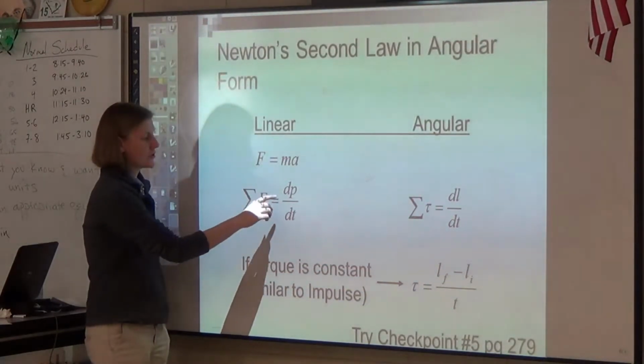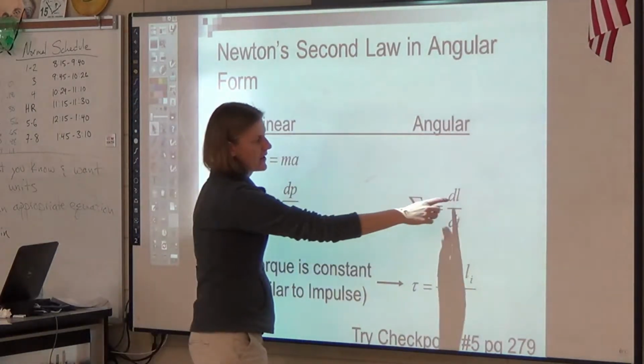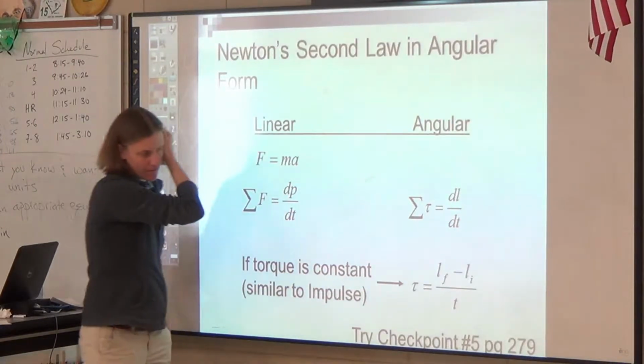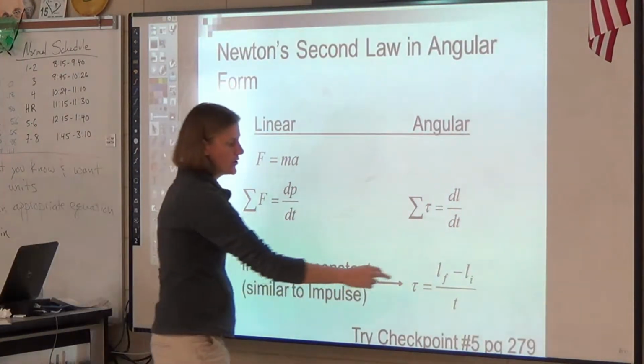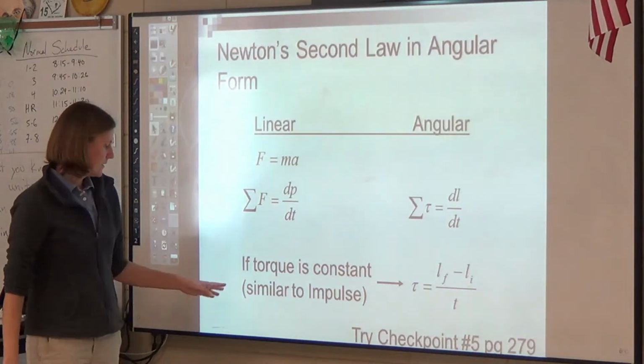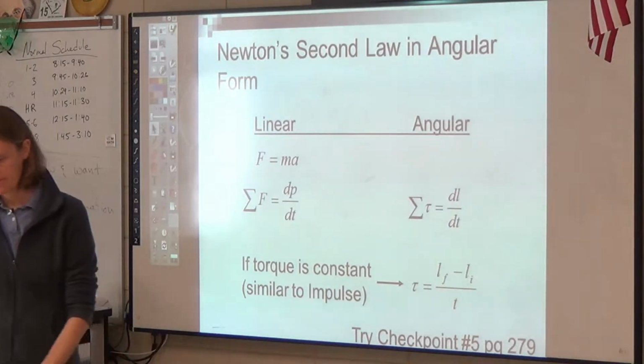When we were studying linear motion, the derivative of momentum was force. So the derivative of angular momentum is torque. Or you can think of it as change in angular momentum over time. So 279 kind of relates to that real quick.